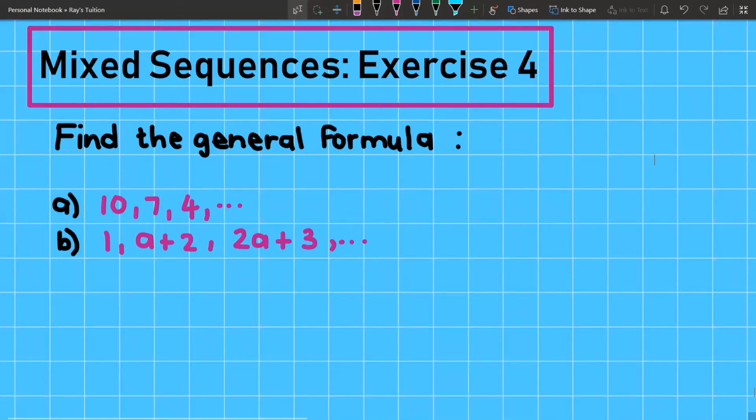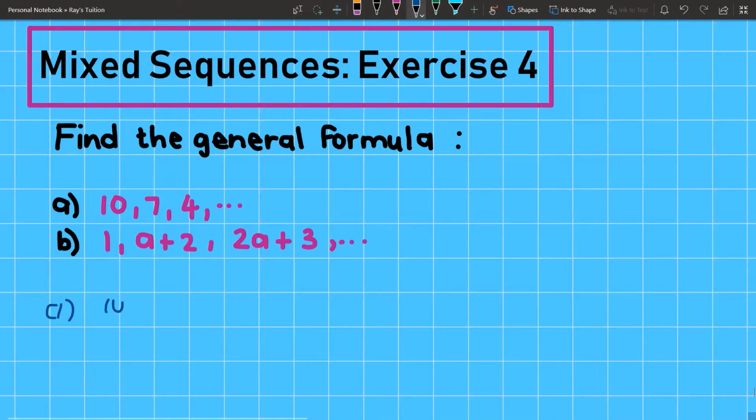In this video we're having a look at more exercises. We have to find the general formula of the following terms. Again, we don't know what type of pattern it is, so we have to have a look at it and determine what type of pattern. So let's look at A.